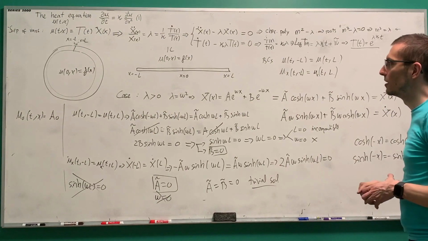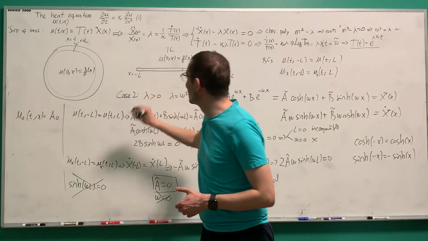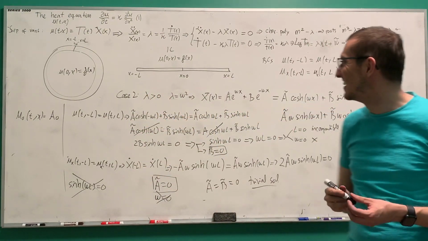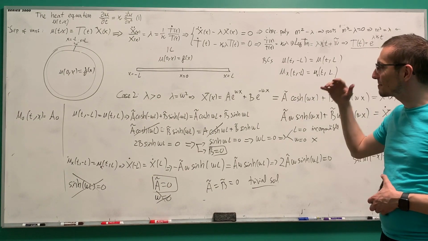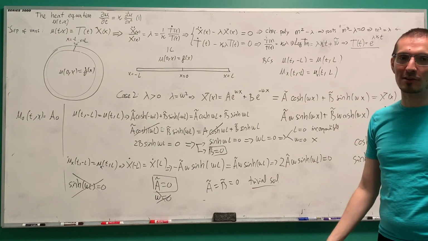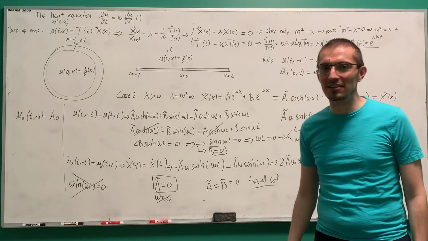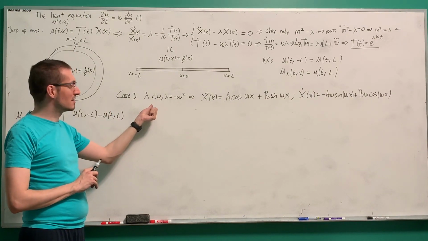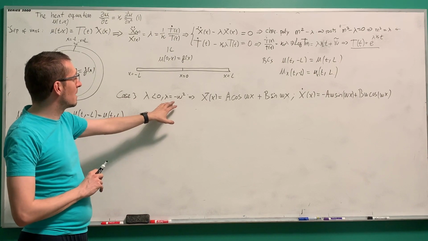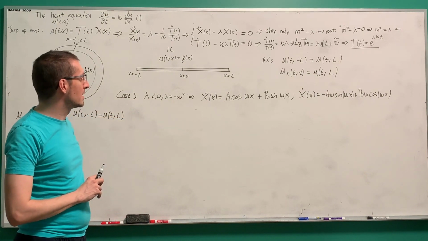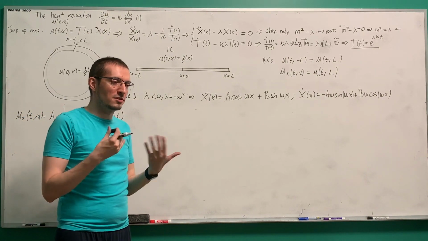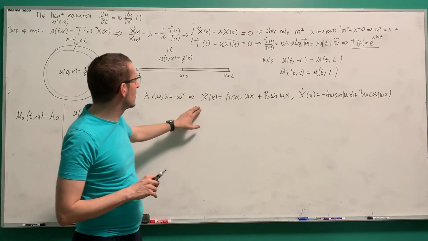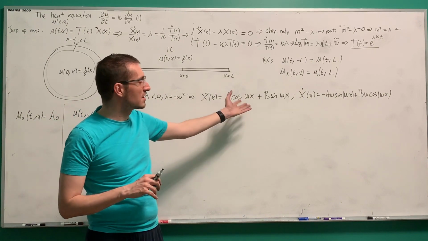All right, so this is case 2 that I never wrote. Sorry about that. Case 2 doesn't give us any non-trivial solutions. Let's check case 3. Case 3 is the possibility that lambda is less than 0. And then we call lambda minus omega squared. All right. We know in that case we have two complex conjugate roots. And the solution then is a combination of sines and cosines.